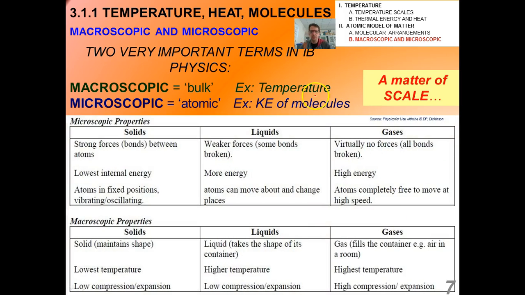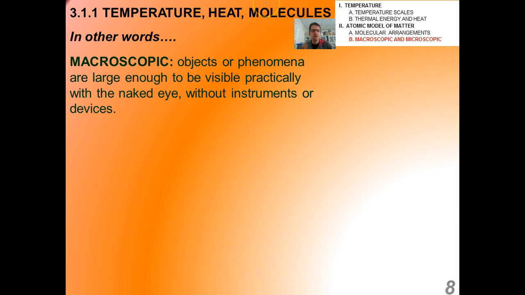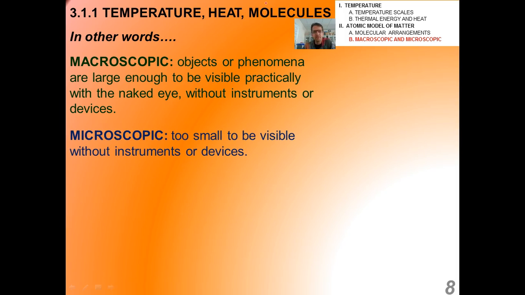And here's a table that I want you to pause the video and really take note of, with some examples of the difference between microscopic and macroscopic properties. Very, very important to understand the difference between them. So in other words, macroscopic refers to things that are large enough to be visible practically with the naked eye, without instruments or devices. So for example, you can tell that something's hot or cold without needing some sort of instrument to tell you that.